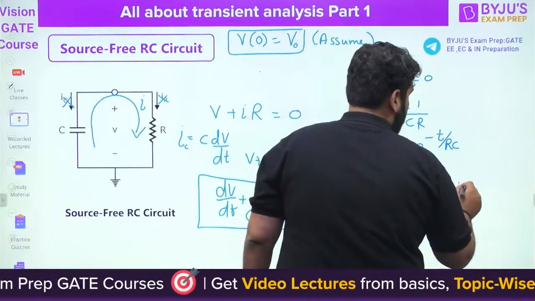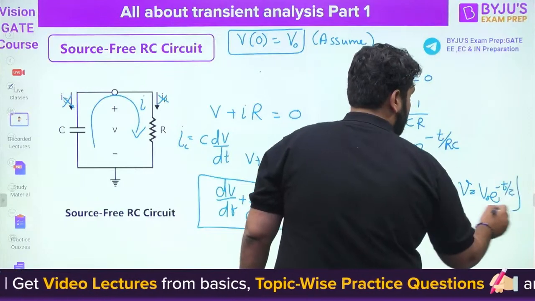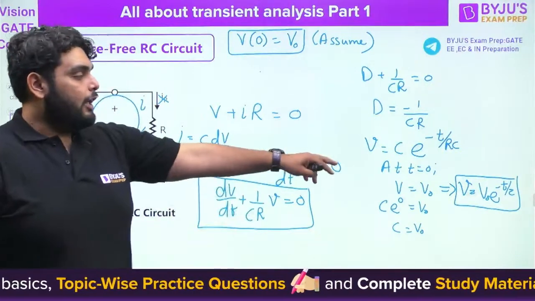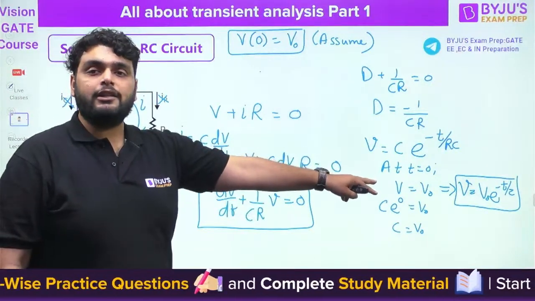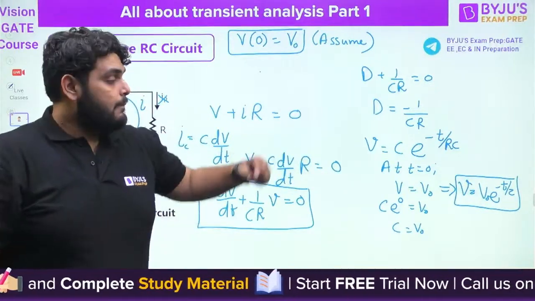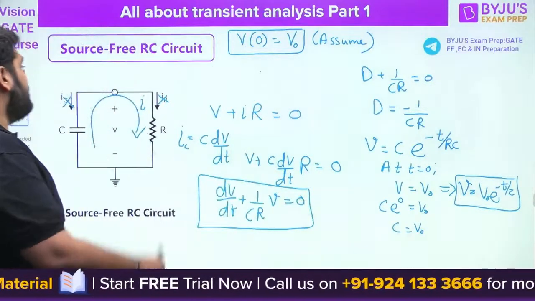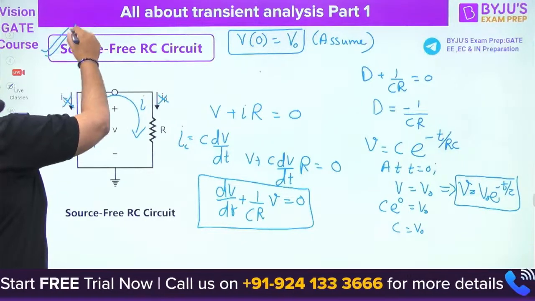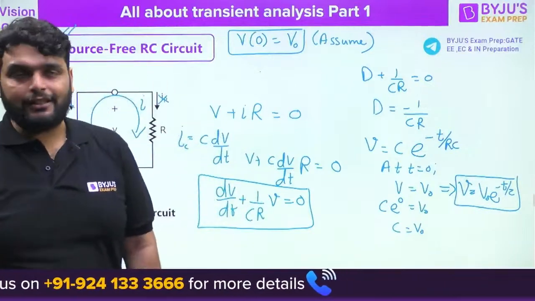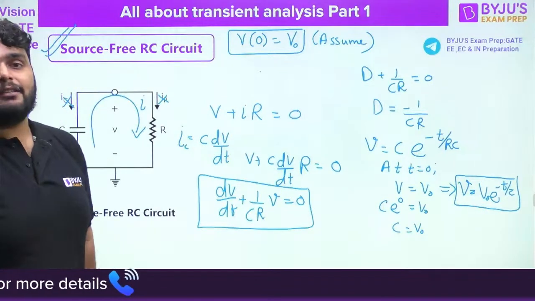So finally, what is the voltage across the capacitor? It is V naught e raised to power minus t by tau. This is the voltage across the capacitor. Now you can see that this equation is a discharging equation, right? Why is it a discharging equation? Because if you increase the time, the voltage keeps on decreasing. Also, because we are talking about a source free RC circuit, the capacitor is actually discharging. So since the capacitor is discharging, V equals V naught e raised to power minus t by tau.